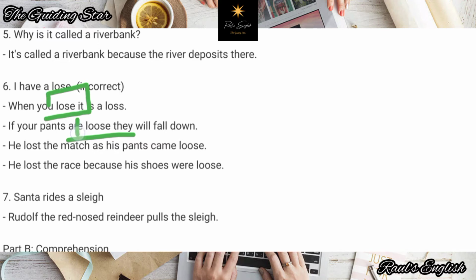L-O-S-E, L-O-O-S-E, lose and loose, exact same pronunciation. If your pants are loose, they will fall down or they will fall. He lost the match as his pants came loose, or his pants became loose. So loose is the adjective over here. He lost, lose, that is the verb. This is the adjective. Both have the exact same pronunciation but a different spelling.